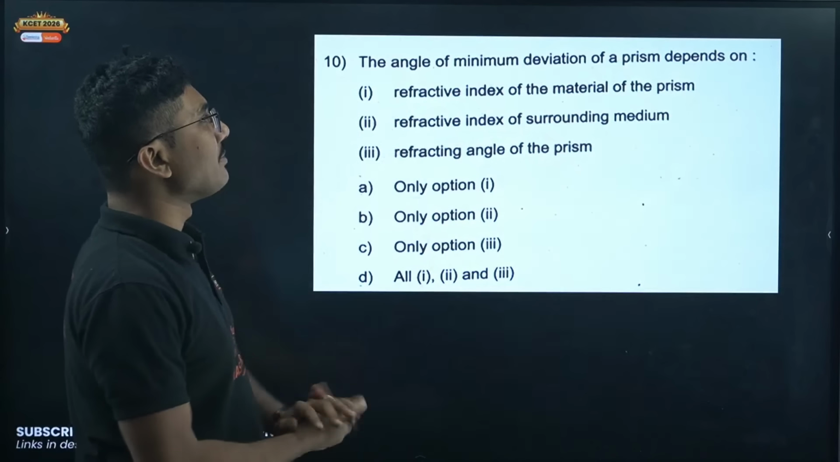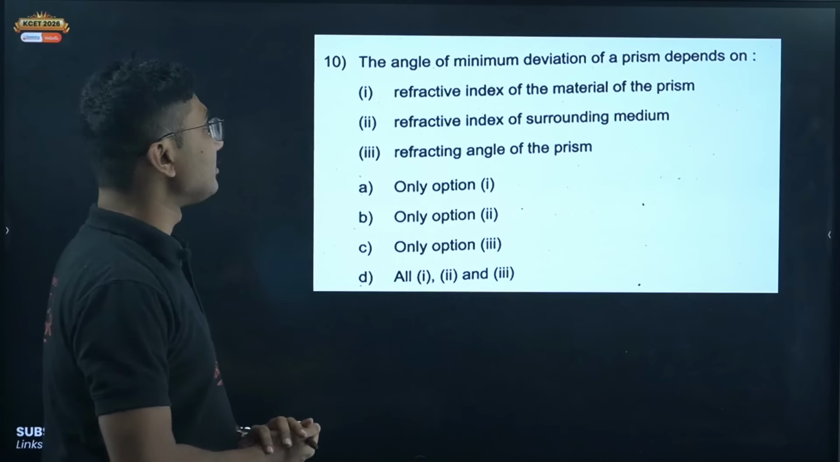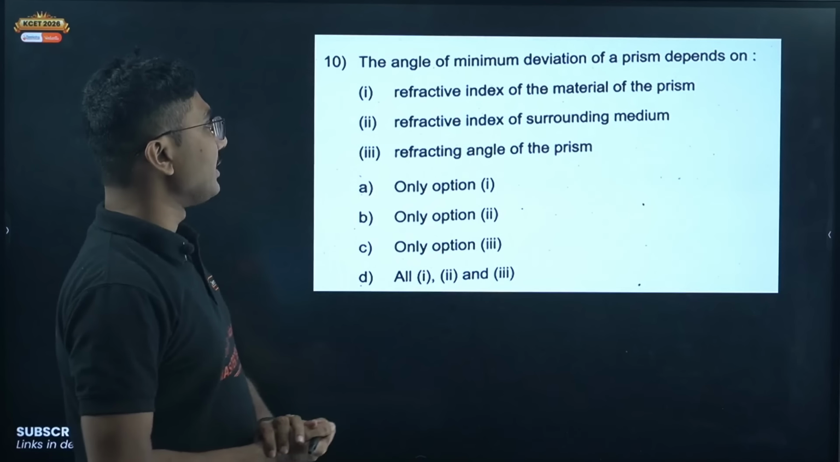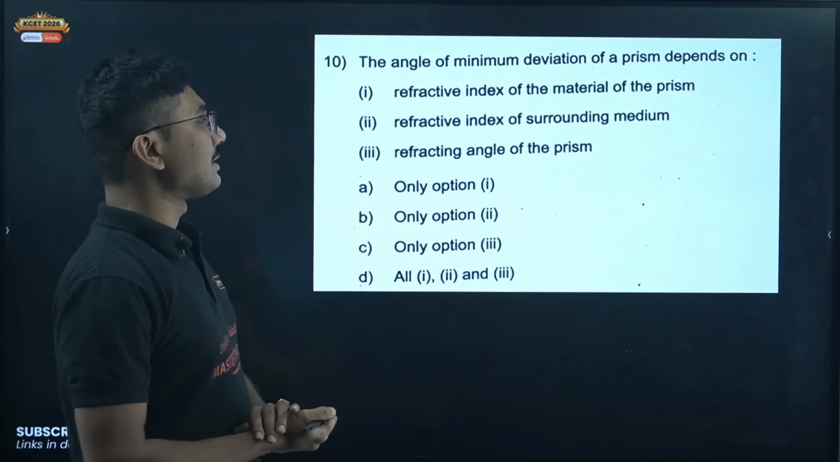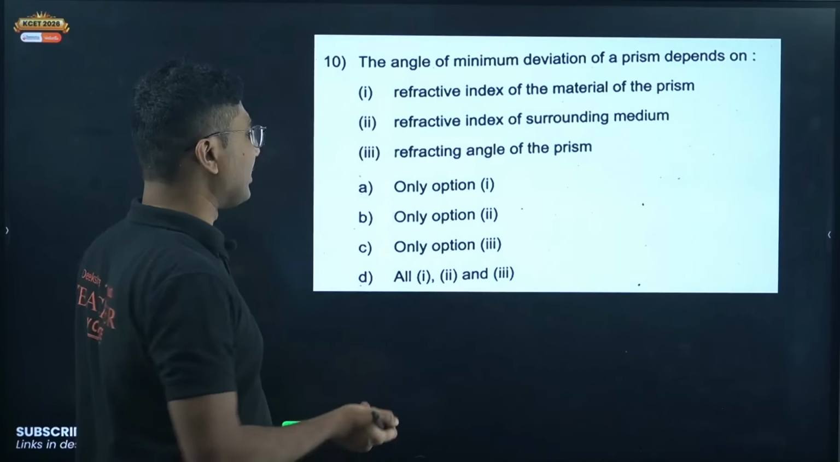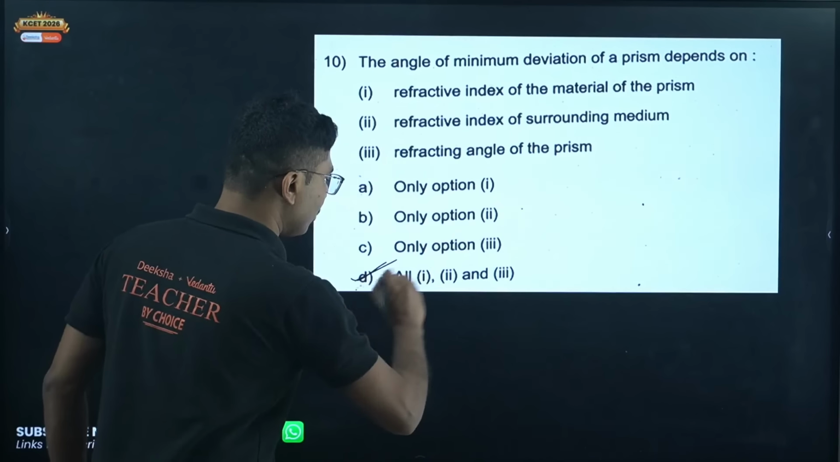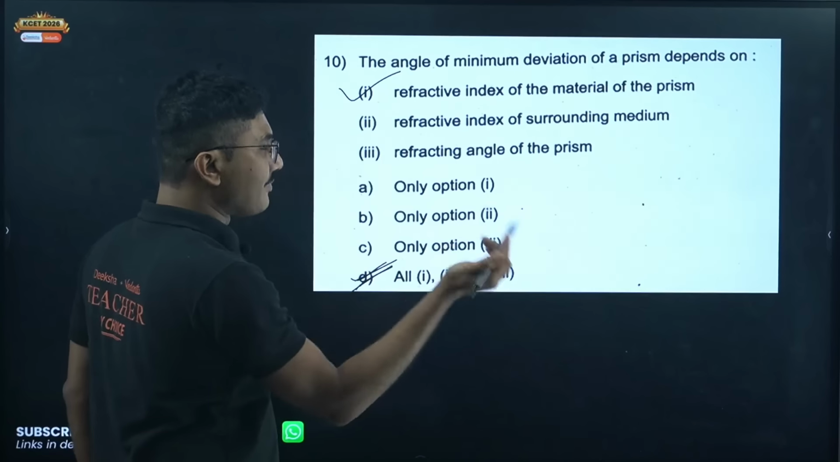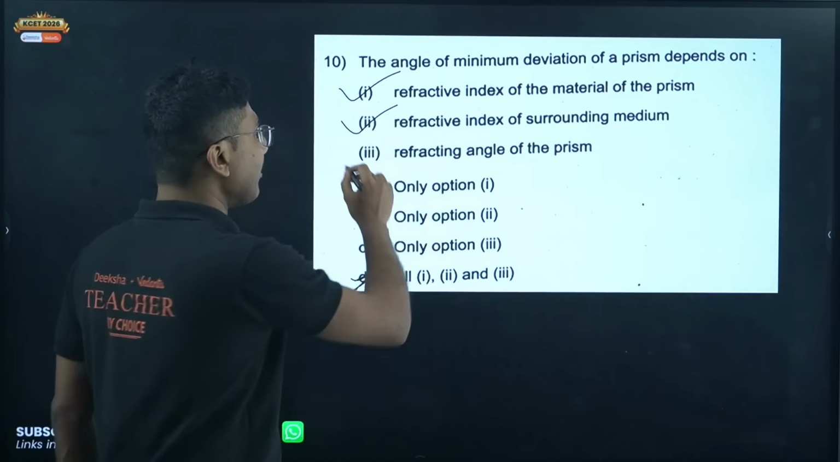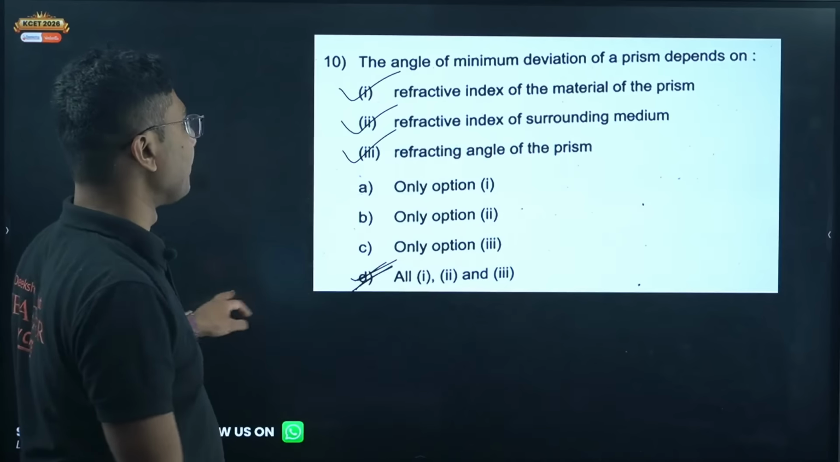The angle of minimum deviation of a prism depends on the refractive index of the material of the prism, the refractive index of the surrounding medium, and the angle of the prism. Exactly the same question we did. All options, all 1, 2 and 3 are true. It depends on the refractive index of the material, the refractive index of the surrounding medium and the angle of the prism.